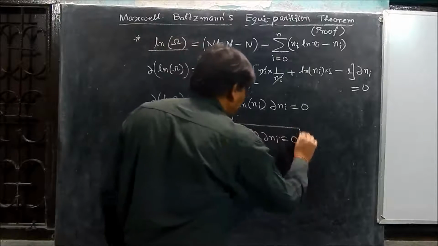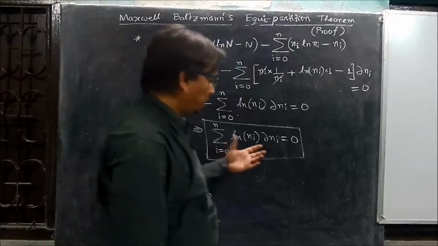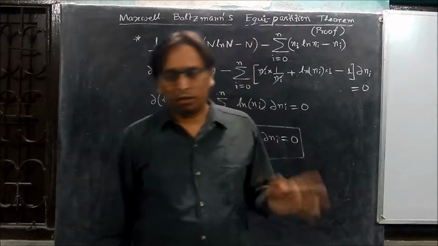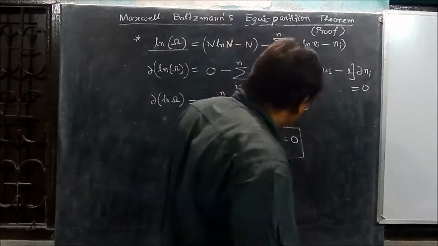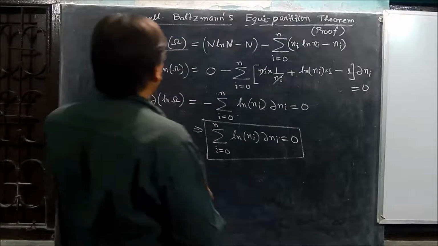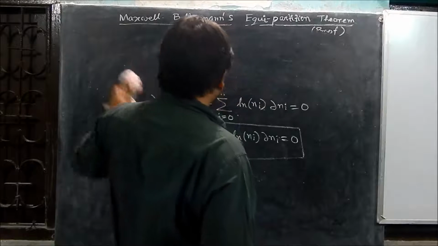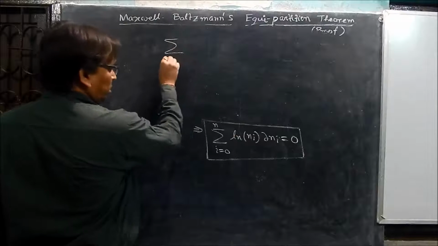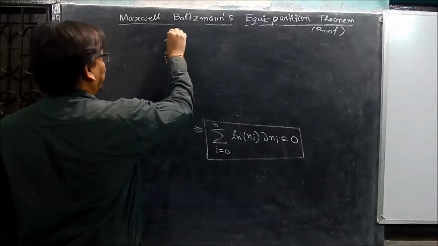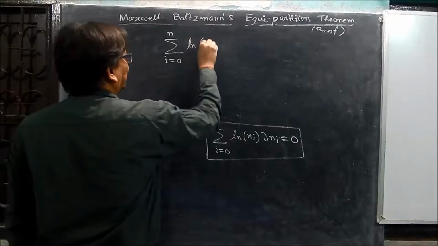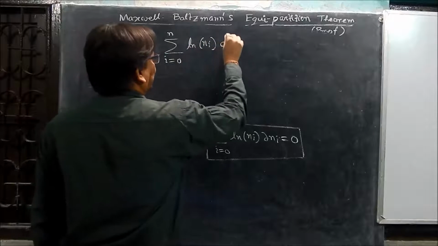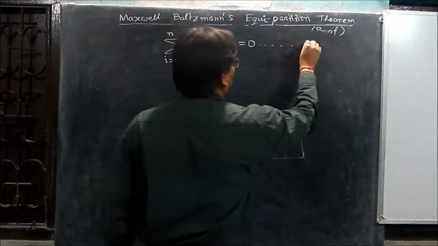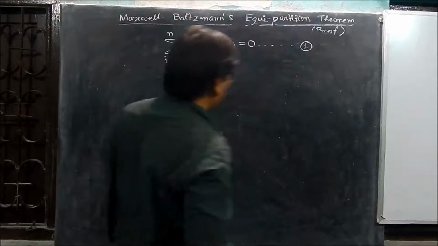So we have to achieve this condition, but this condition is subject to constraints of two things. That means we cannot overcome those two things. Writing this overhead so that we can understand what the constraints are. So this thing is our requirement: the summation over i equal to 0 to n of ln of ni and del ni. We have to make this thing 0. So this is condition number 1, but it is subject to constraints.